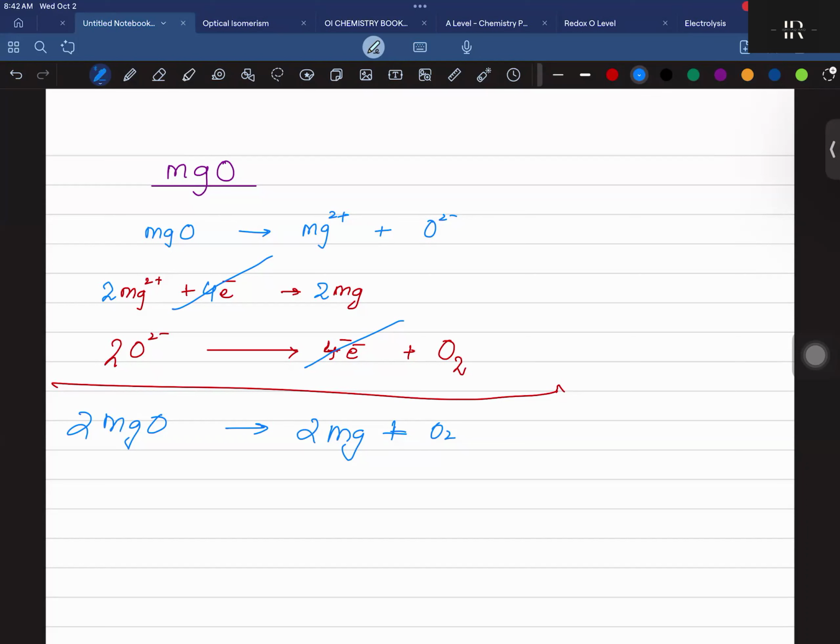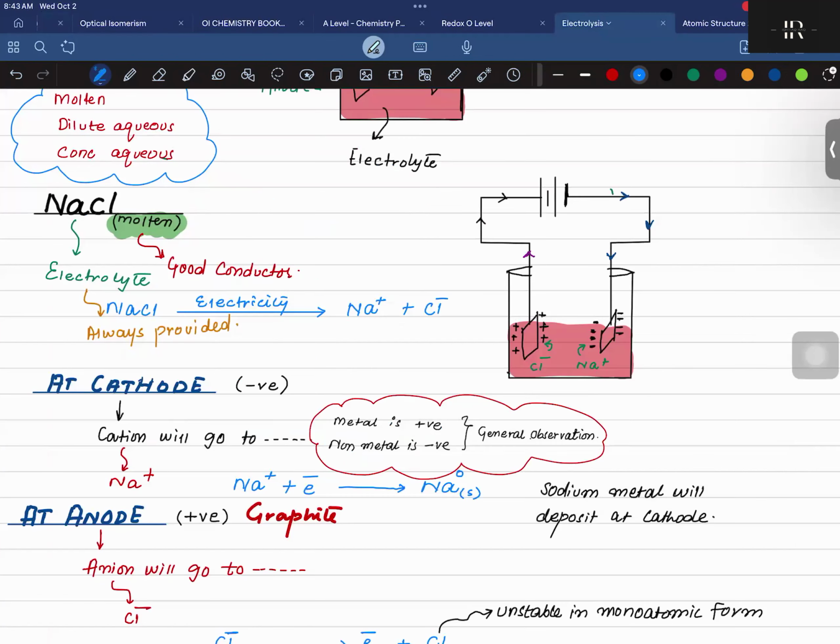Okay, then we have electrolysis of dilute aqueous sodium chloride. What do you mean by dilute? Remember, dilute means more water and less sodium chloride.